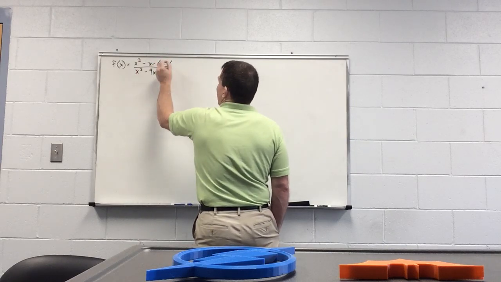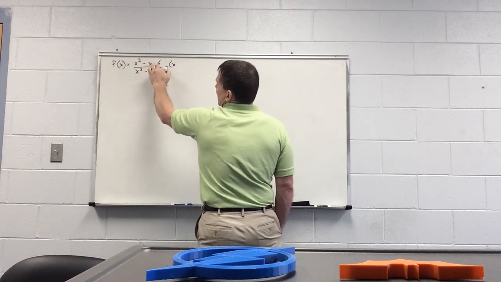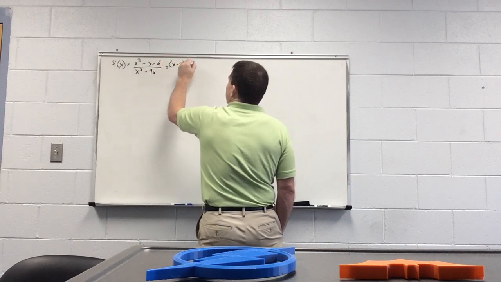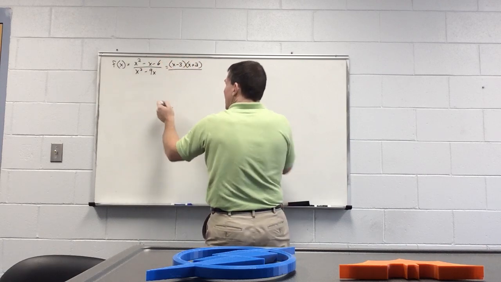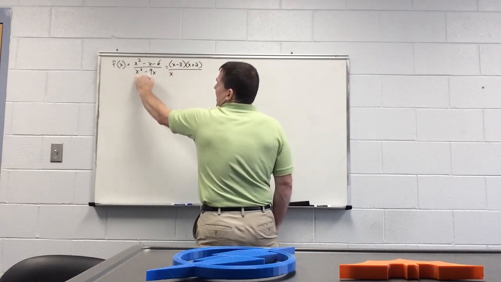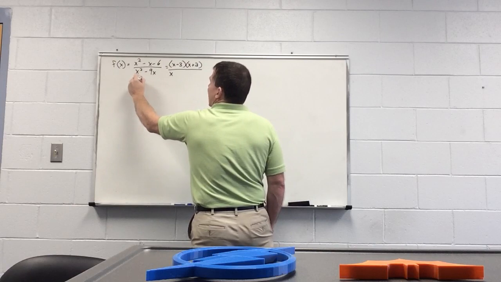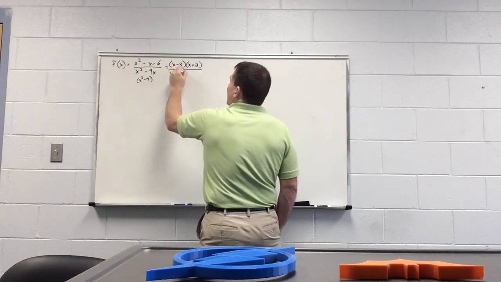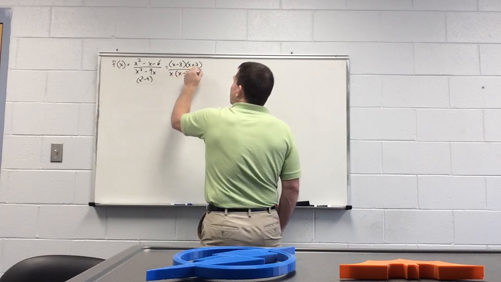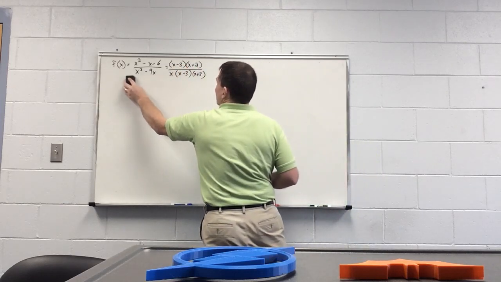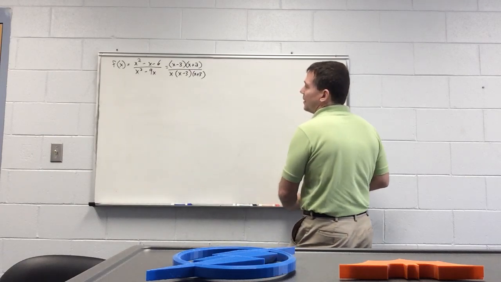The top is a quadratic. So two numbers that multiply to negative 6 that add to negative 1. That's minus 3 and plus 2. On the bottom, first factor out the common x. Then I'll be left with x squared minus 9, which will then be a difference of squares, x minus 3, x plus 3. And I'll get this out of the way so it doesn't confuse me later.